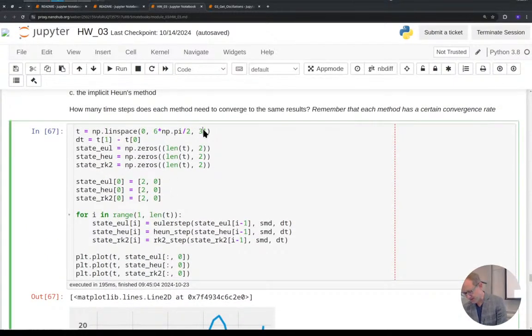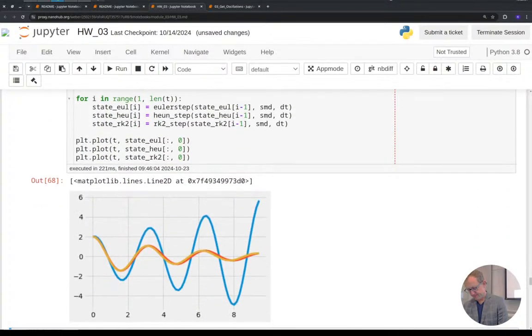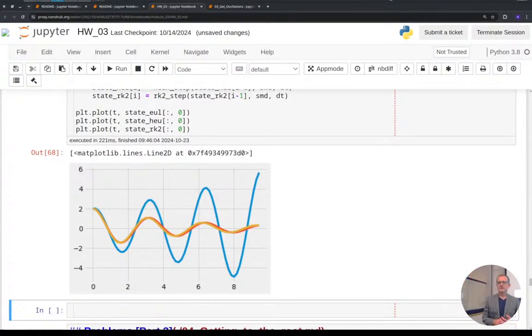So let's increase time steps, right? Double it. Starting to look better.